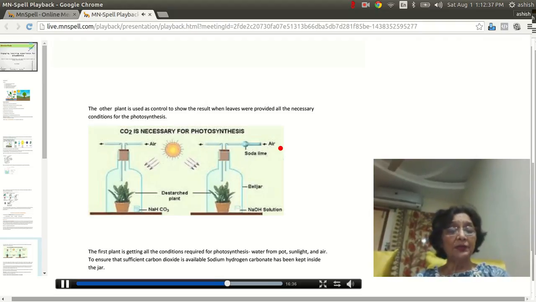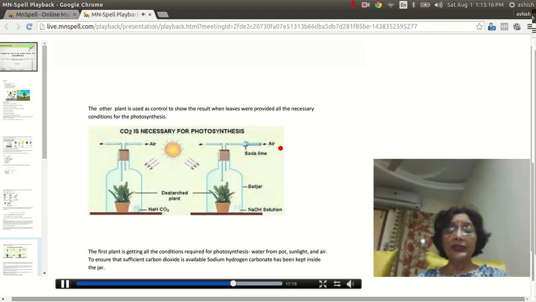One plant is kept in a bell jar which has got a tube, and through this tube air can enter into it. In order to confirm that carbon dioxide is made available to the first plant, sodium bicarbonate is also kept in that bell jar. That will keep on releasing carbon dioxide, and this will ensure that this plant is getting sunlight, water from the pot, carbon dioxide from the air and the chemical. So it's getting all the necessary components for photosynthesis.